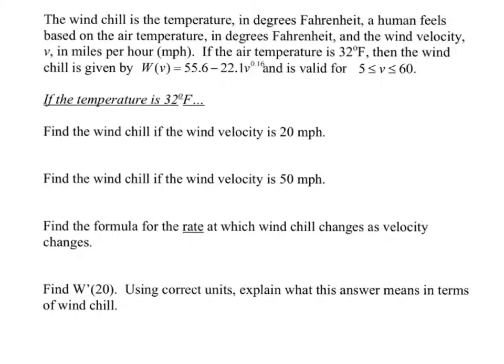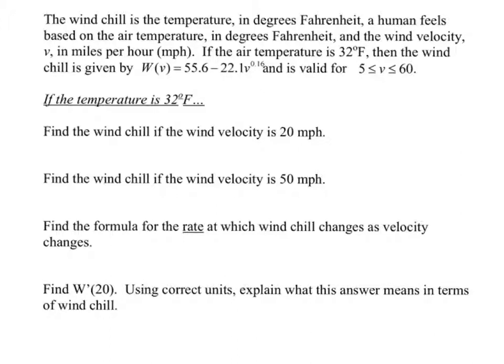I just wanted to remind you of a couple things about functions and their derivatives and how we can use them to do some word problems. The wind chill is the temperature in degrees Fahrenheit a human feels based on the air temperature in degrees Fahrenheit and the wind velocity v in miles per hour. If the air temperature is 32 degrees Fahrenheit, then the wind chill is given by that equation, and that's valid for wind speeds between 5 and 60.